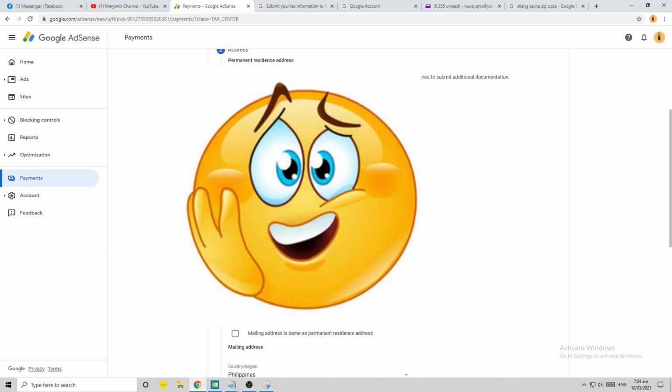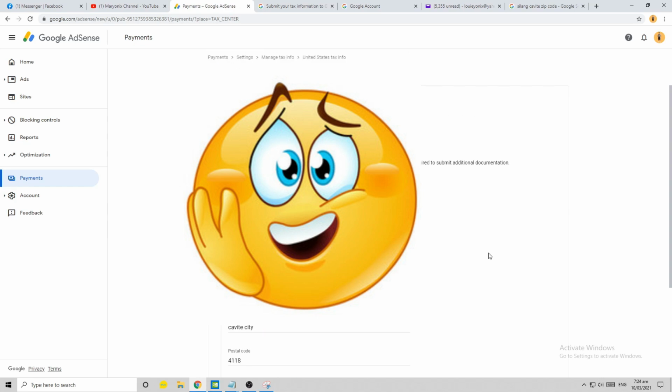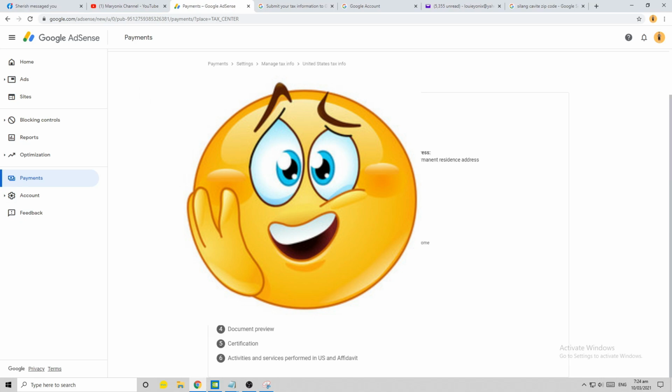Guys, so just put in your city, and then the postal code of the city. Then, mailing address same as permanent resident address, so just click on the box so that the address is the same. Don't click the PO box, because what you have is not a PO box. Then next.